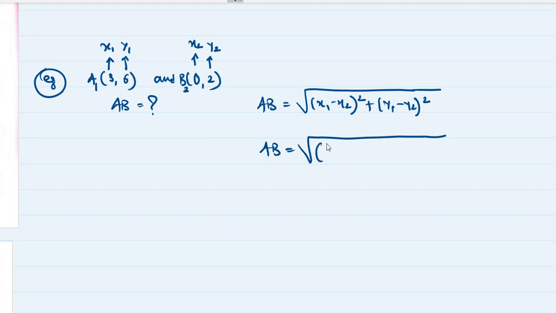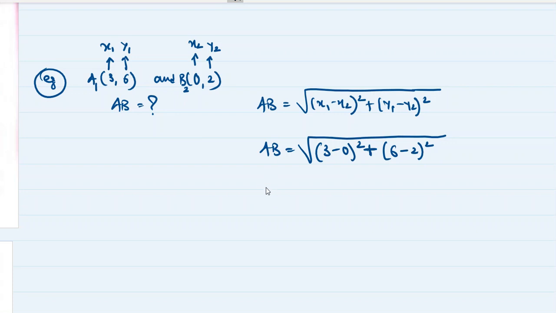What is x1 minus x2? x1 is 3, x2 is 0. 3 minus 0 the whole square. Can you see x1 is 3, x2 is 0? Plus, don't make any silly mistake over here. y1 minus y2 the whole square. That is 6 minus 2 the whole square.